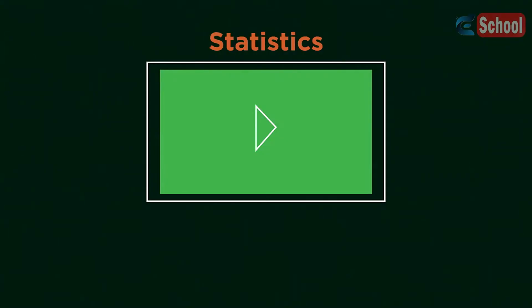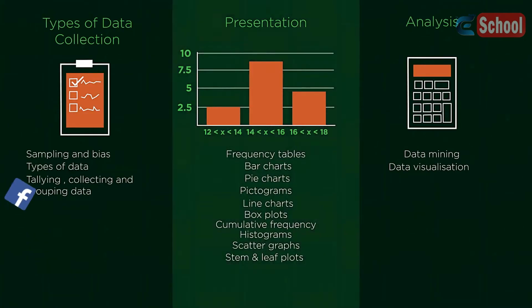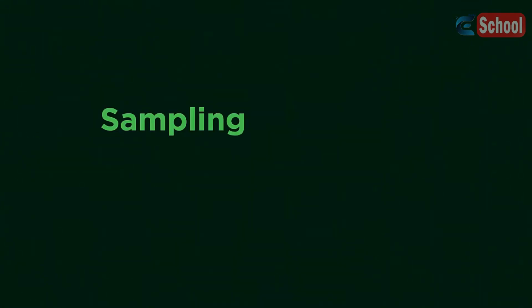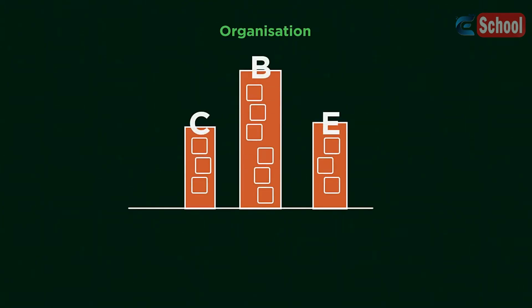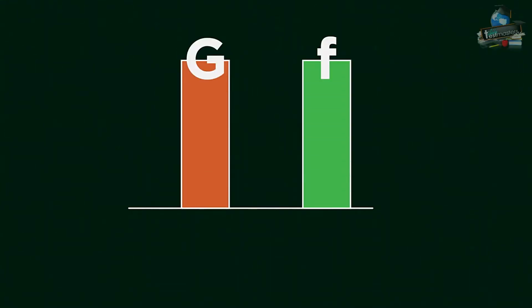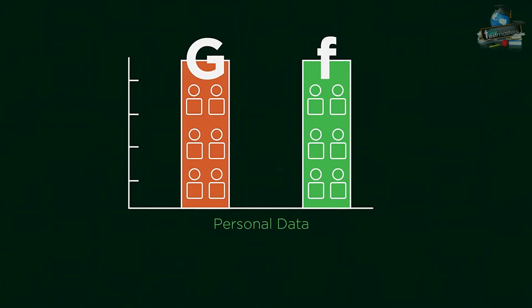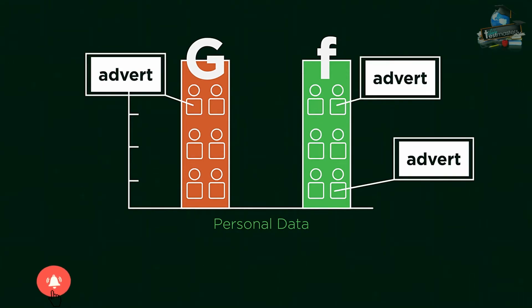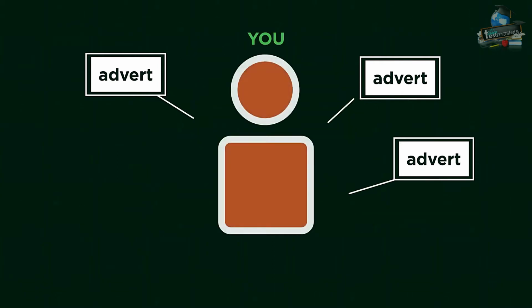In our statistics videos, we will cover these different things. In this video, we're going to look at sampling and bias. Every organisation collects data on their consumers. For example, Google and Facebook are constantly collecting huge amounts of your personal data. They do this so that they can carefully select which adverts you'll be most interested in, and then they only show these to you. Without data, they wouldn't be able to do this.